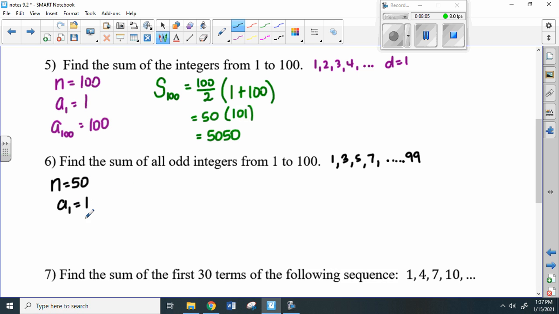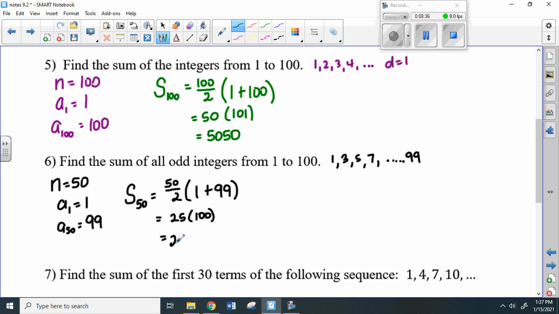We definitely know the first one. And do we know the 50th odd number? The 50th odd number is what this means, which is the last odd number. And we actually do know that. So again, we can use the shortened formula, but n is 50 now, and a sub n is 99. So I can do 50 divided by 2, 1 plus 99, and then multiply those two values.